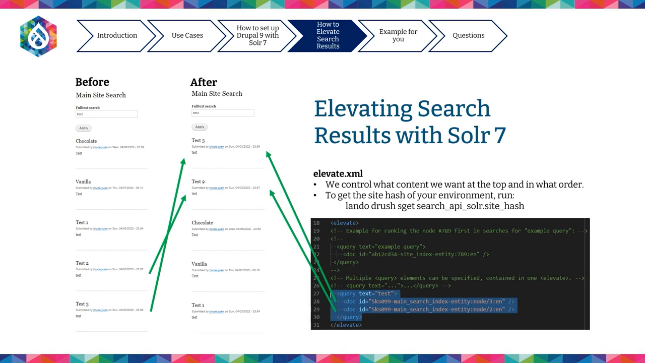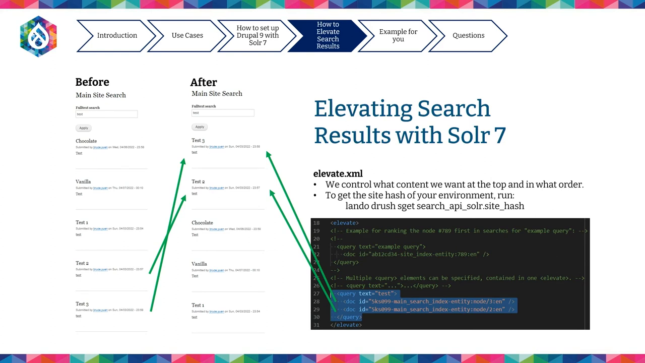And then another important aspect to know is the site hash. You really want to make sure you have the right site hash. Right now, Drupal Search API Solr looks at the site hash from the state API. It used to be in the configuration. And to get the state site hash of your current environment, you do drush state get search_api_solr.sitehash.